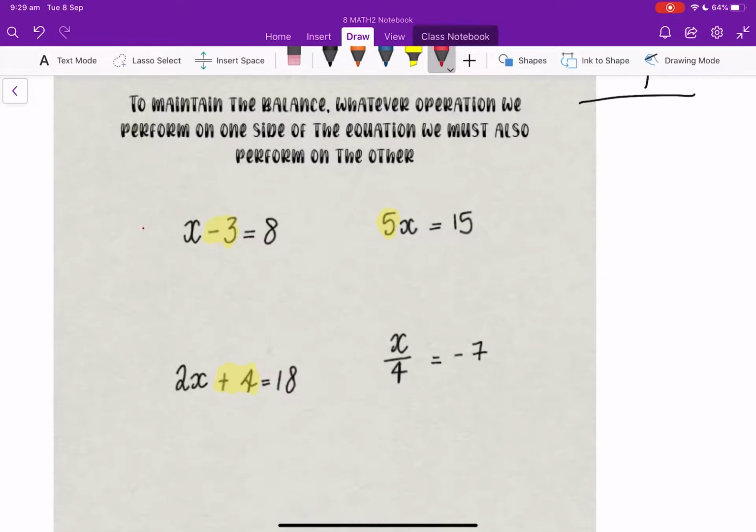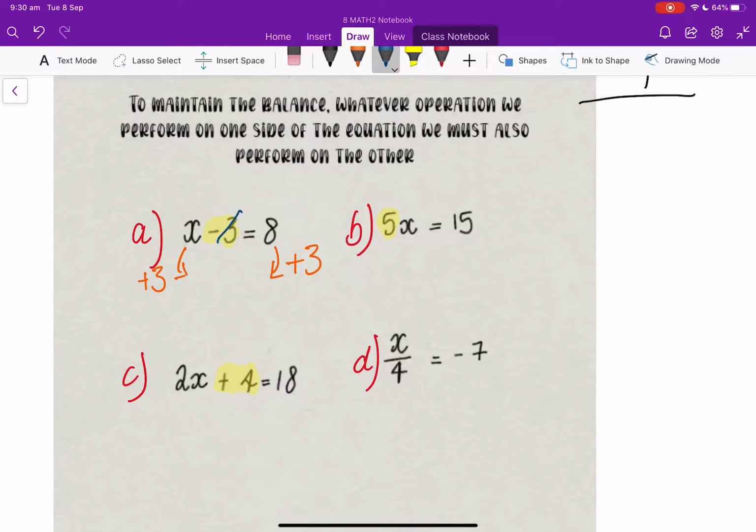A, B, C, and D. Let's have a look at part A. X take away 3 equals 8. Now the aim is to get that x by itself. So let's firstly have a look at that negative 3 and get rid of that. So we can do the opposite operation, which is to add 3. So we've got to add 3 to both sides, right? Plus 3, plus 3. This means on the left-hand side, I can cross that out. That means I've got x by itself, and that was my aim, okay? 8 plus 3 is 11, and therefore that's our answer.